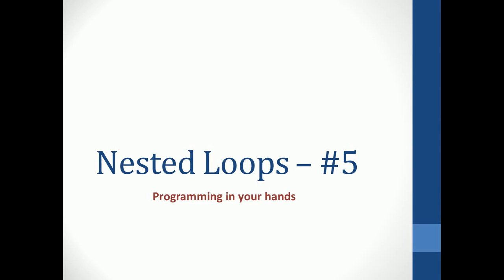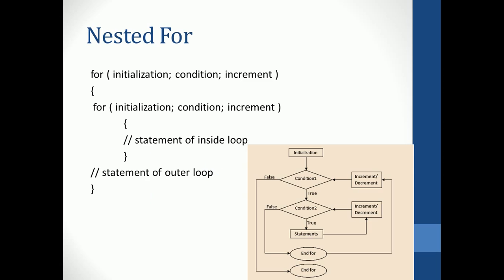This video teaches you about nested loops, part 5. We have already seen different kinds of looping statements: for loop, while loop and do while loop. And now we will be seeing about nested loops. There are different types of nested loops for while and do while. First we will be seeing about the nested for loop, and this is how it executes.